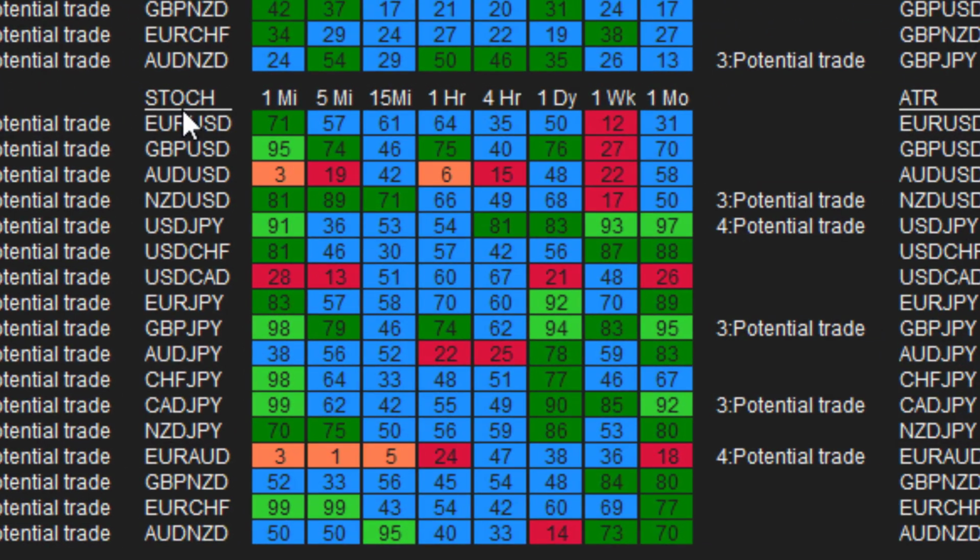The stochastic is very much like the RSI in that it's a momentum indicator. Again, using the colors it can show you when a currency is overbought in many time frames or oversold in many time frames.